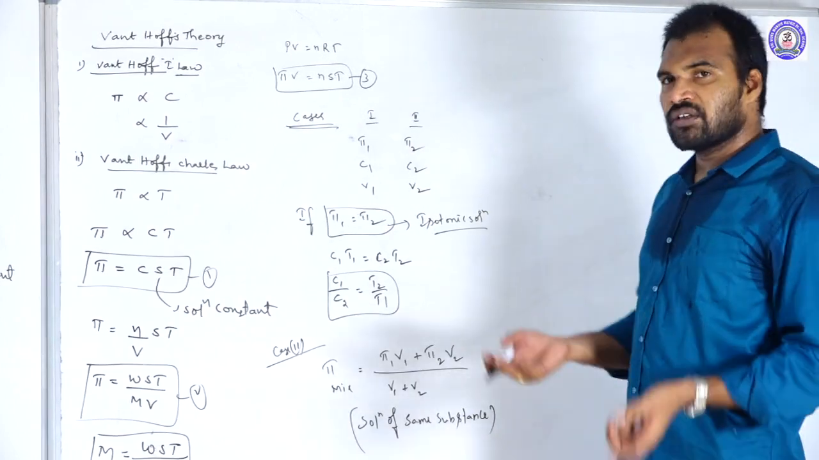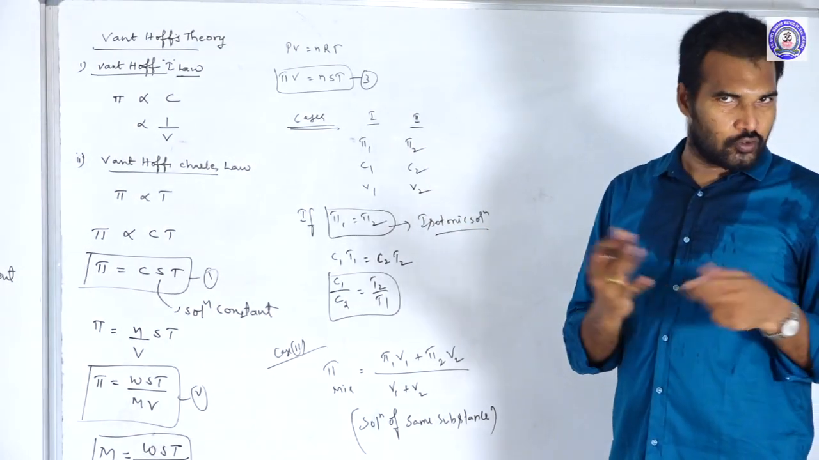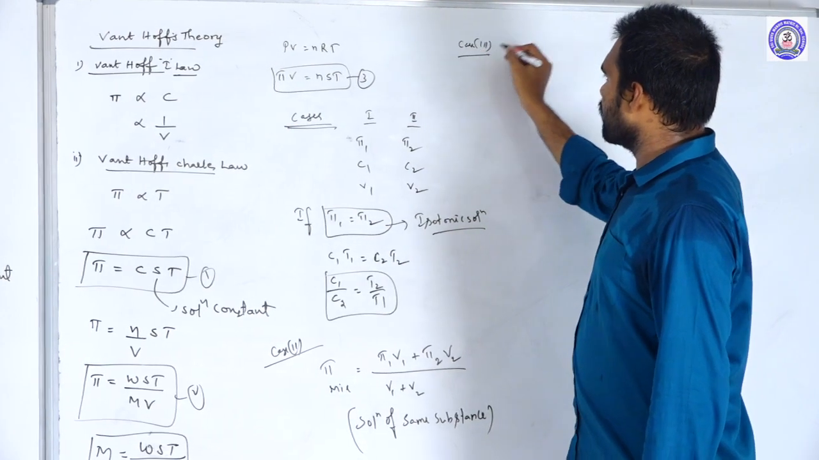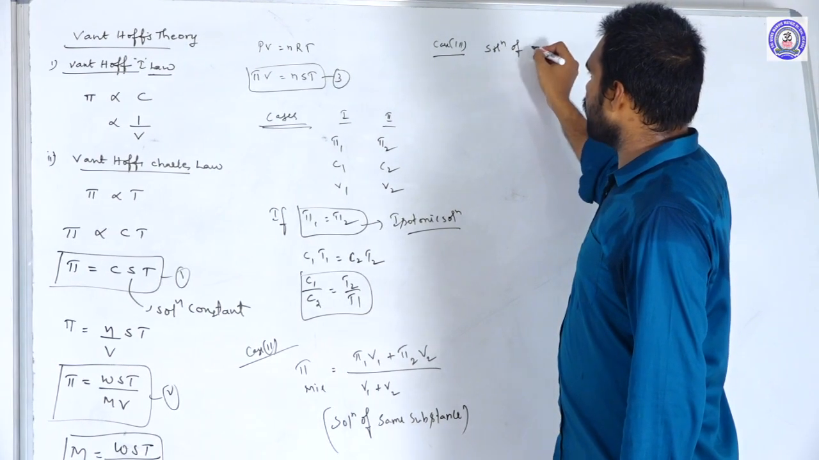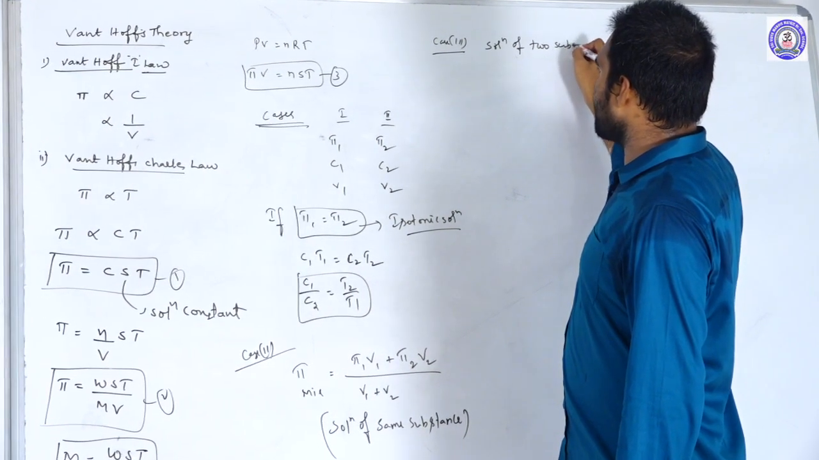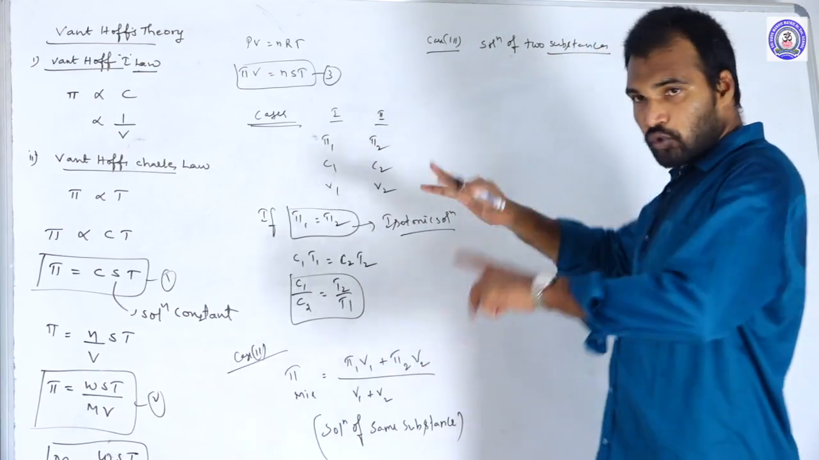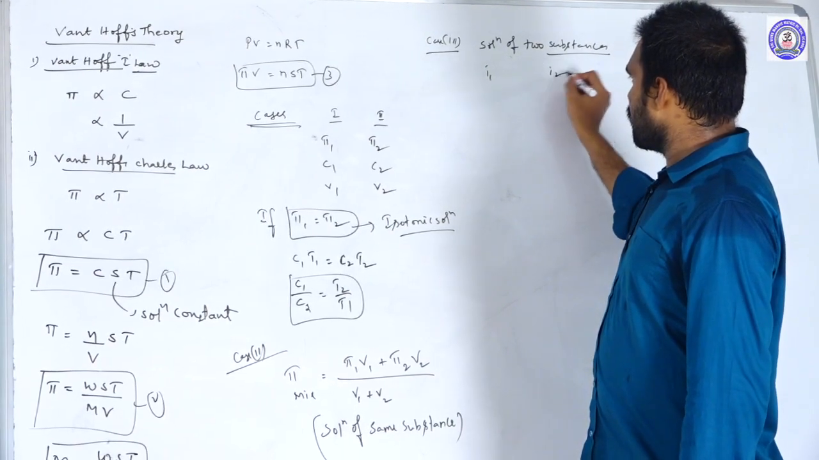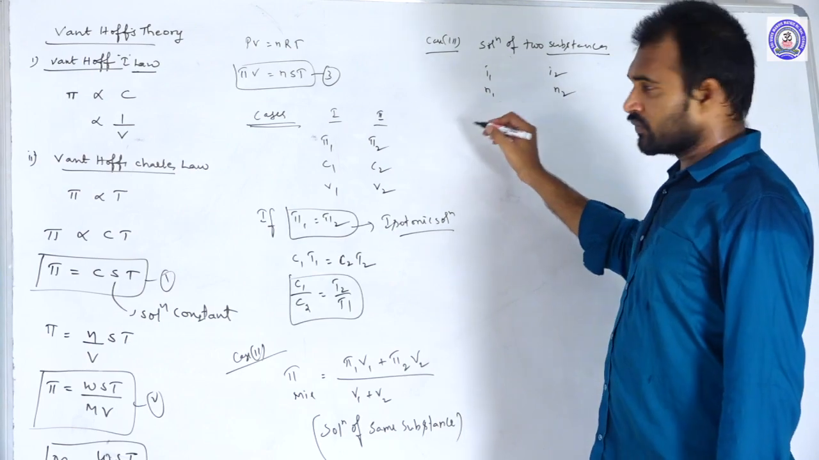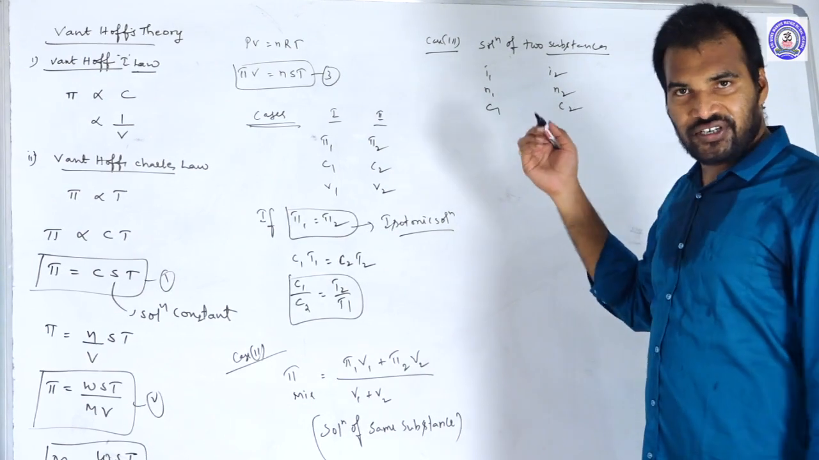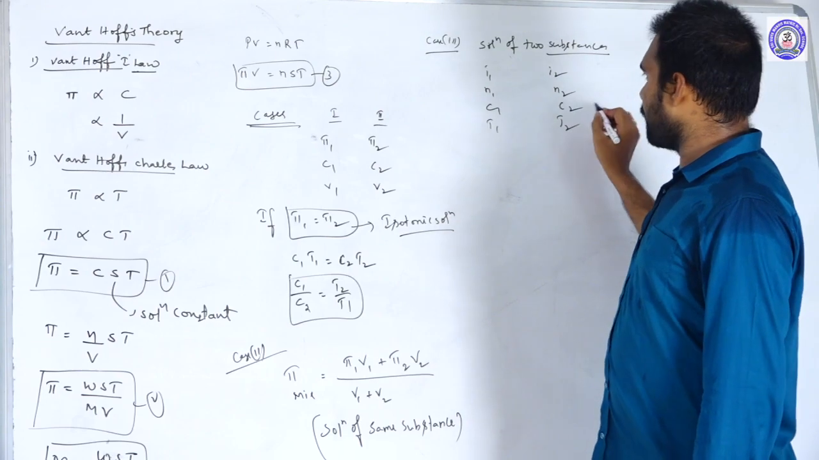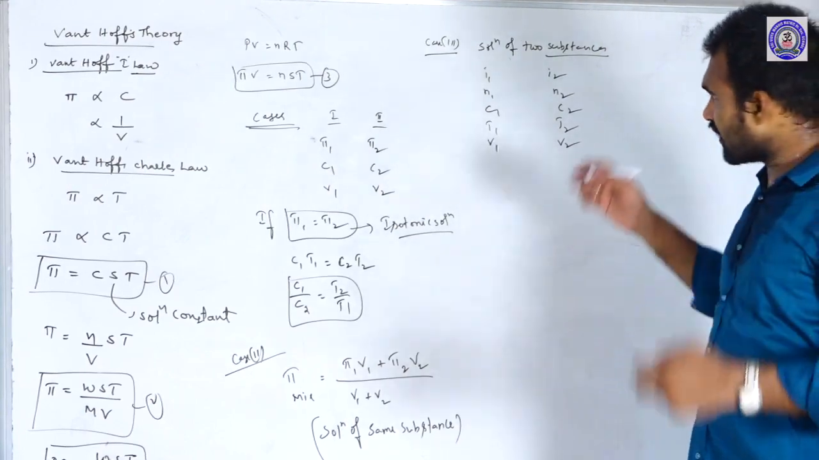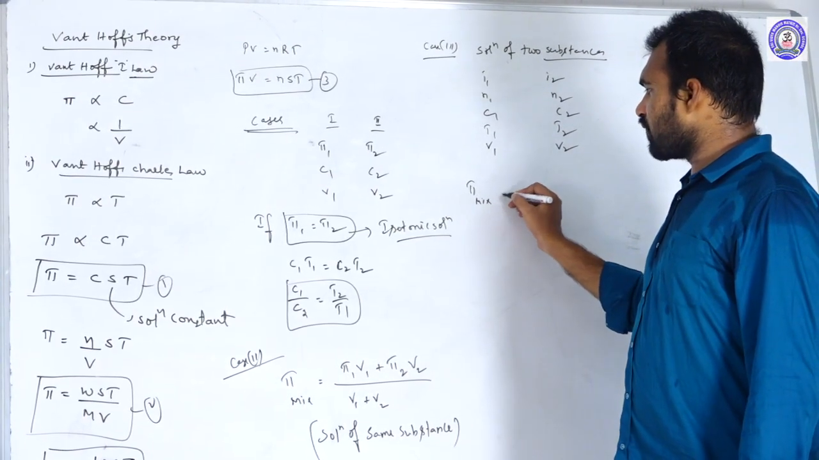Third case: suppose you are mixing two solutions of different substances, then what happens? Case 3, solutions of two different substances if you mix. If they are different, then their i values are different, n values are different, concentrations are different, and temperatures and volumes are also different.